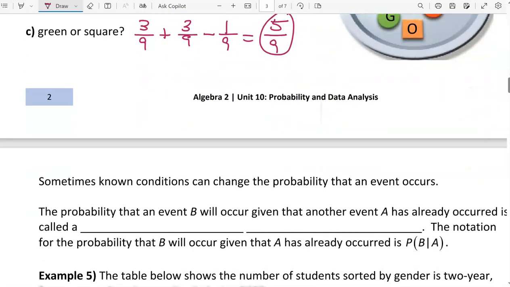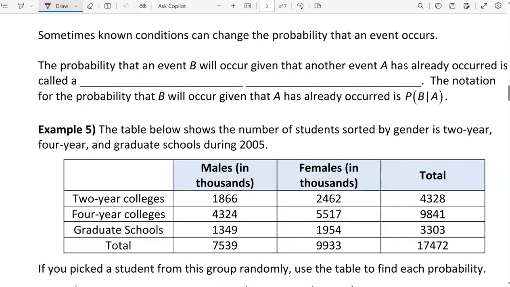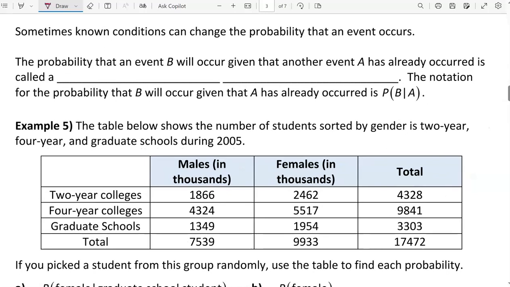Next, we're going to take a look at something called conditional probabilities. Sometimes conditions change the probability that an event occurs. So the probability that event B will occur given that A has already occurred is what we call a conditional probability.